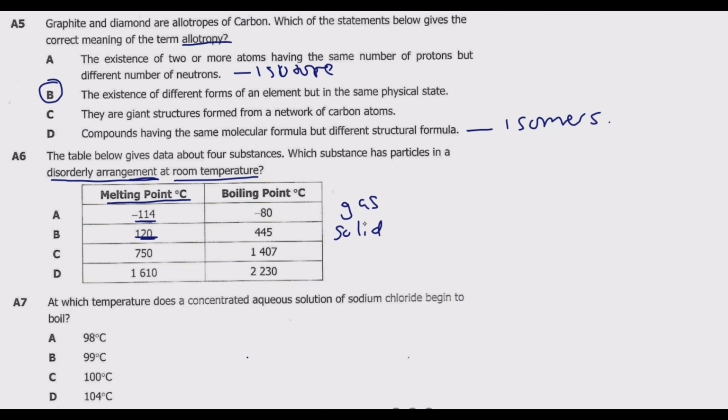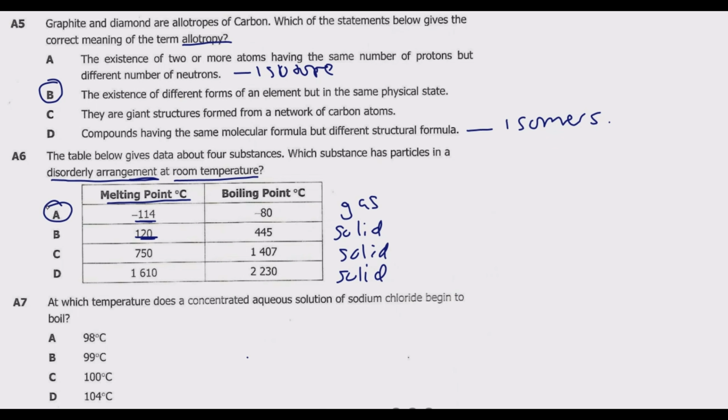Then C, melting point 750, then boiling point 1407. Again, this will be in the solid state. Then if you see this one, this is way above room temperature, it will also be in the solid state. So you notice that A is the correct answer in this case. Then A7, at which temperature does a concentrated aqueous solution of sodium chloride begin to boil?